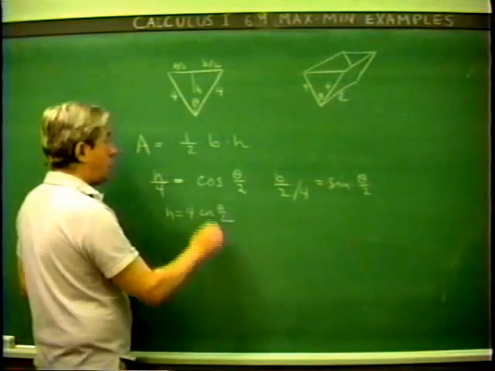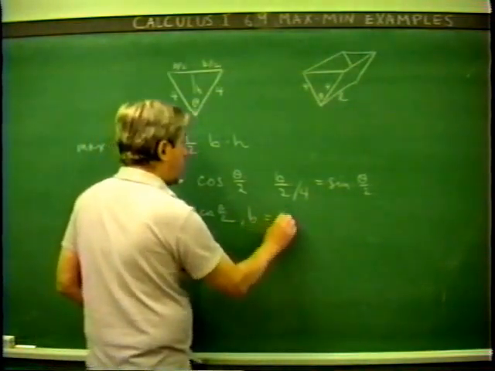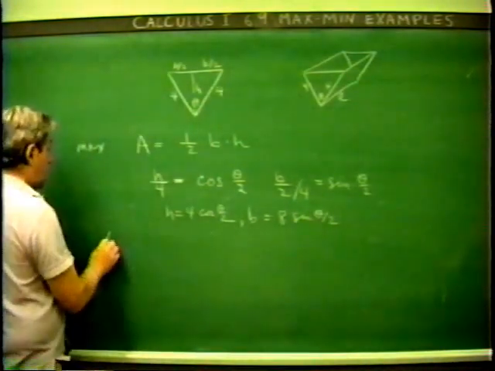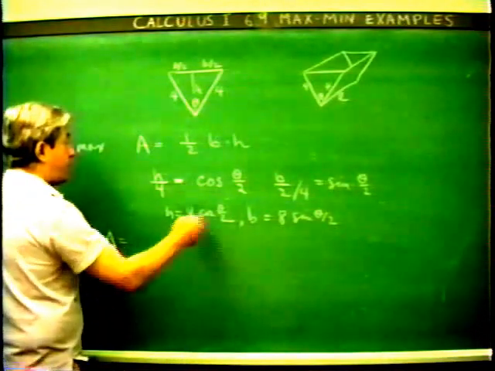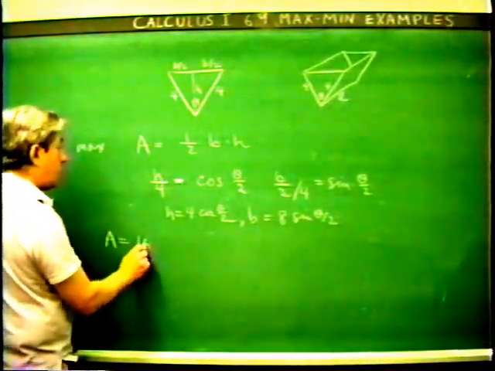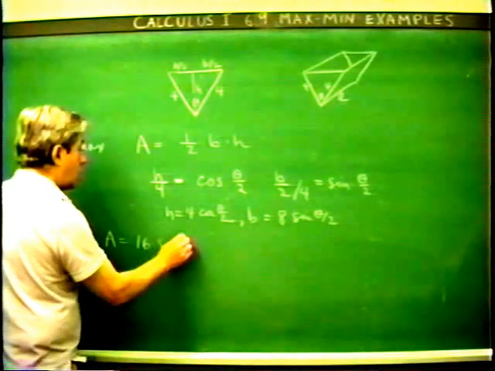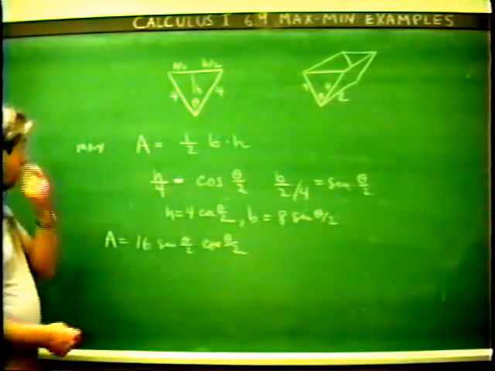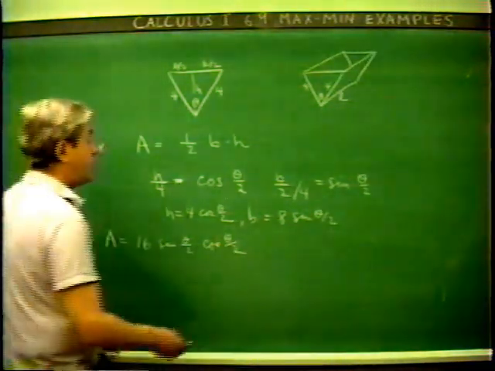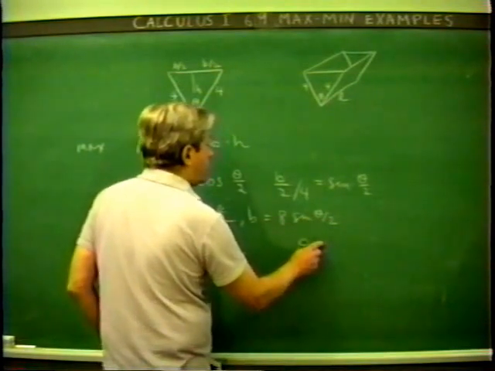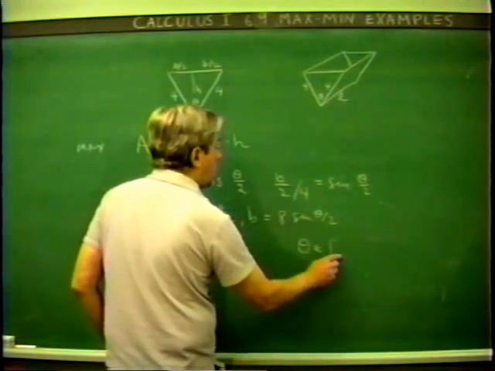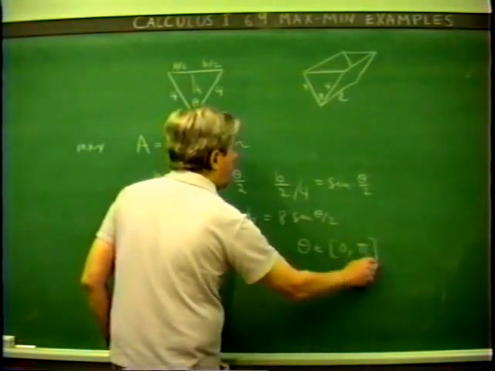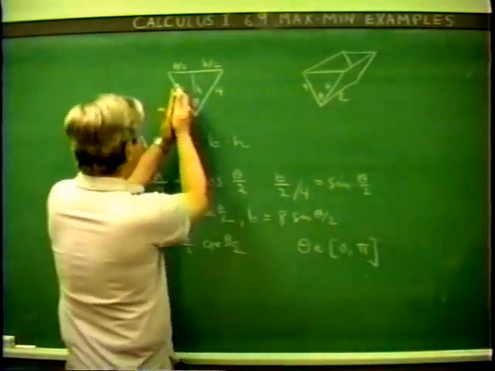All right, so that H is 4 cosine theta over 2, and B is 8 sine theta over 2. And so the area is equal to a half the base times the height, which is going to be 16 sine theta over 2 cosine theta over 2. Now this is going to make sense when theta is between 0 and pi.